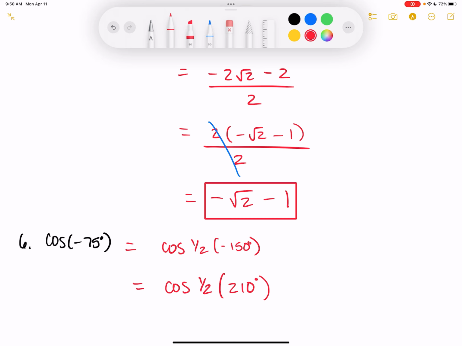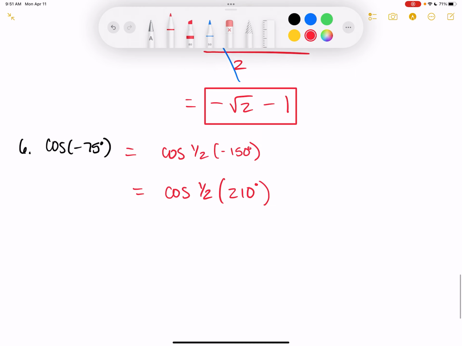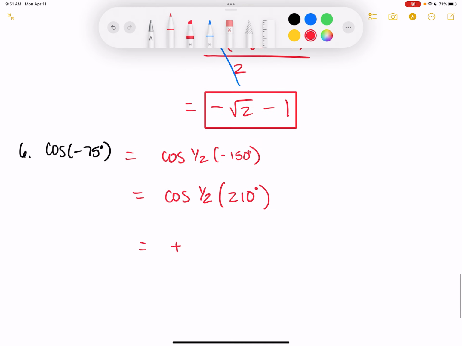Okay, that original angle is in what quadrant? Where's negative 75? Quadrant 4. Okay, what x values are in quadrant 4, positive or negative? Positive. So I'm going to choose the positive one for cosine.